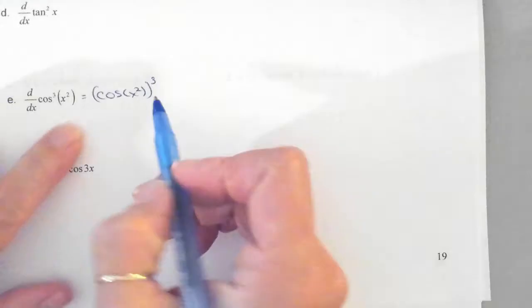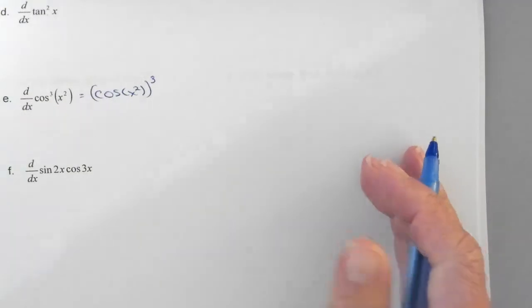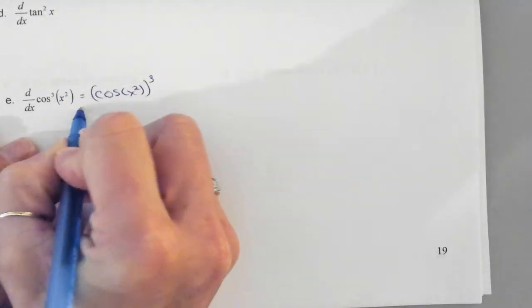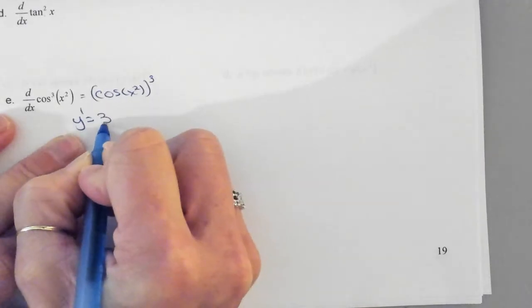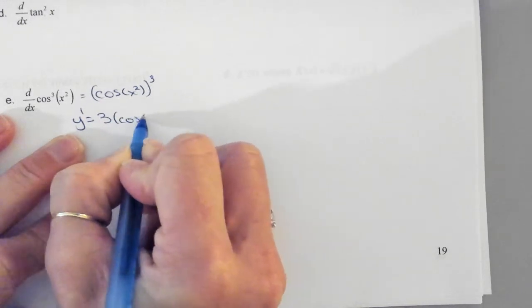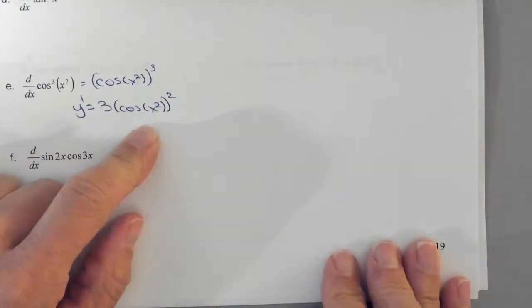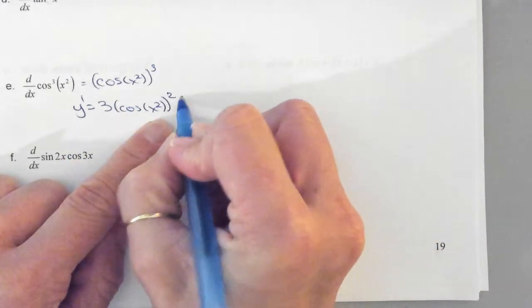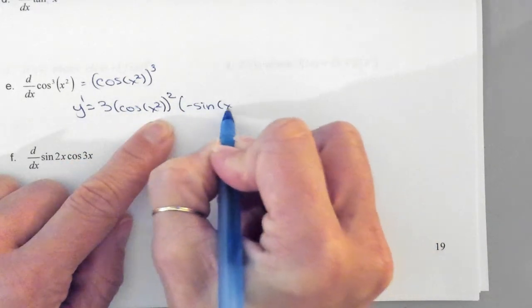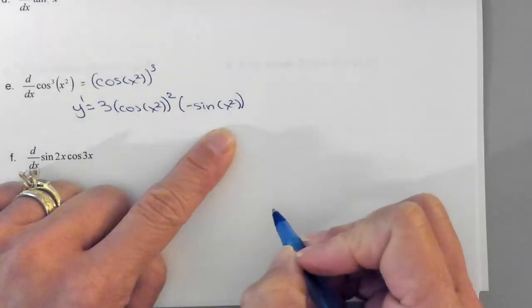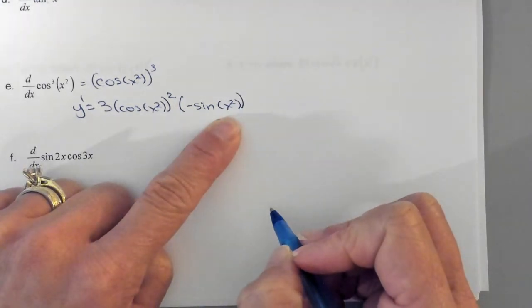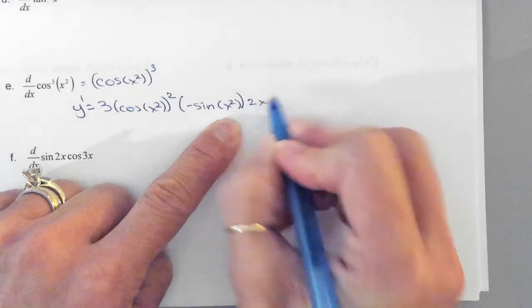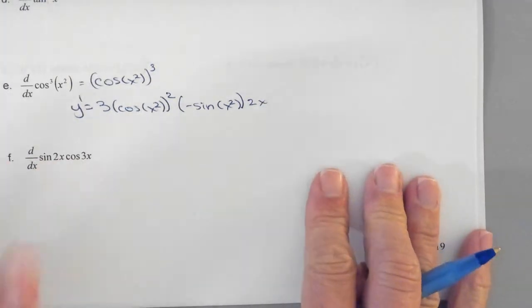Okay. So we're going to do this, just as we said, go through every single layer. So we've got y prime is equal to 3 cosine of x squared, squared. That's the first part, right? Second part, we're dealing with the cosine. What is the derivative of the cosine? Negative sine. So we've got negative sine of x squared. And then the last part, 2x. Okay, at this point, is my derivative complete, yes or no?